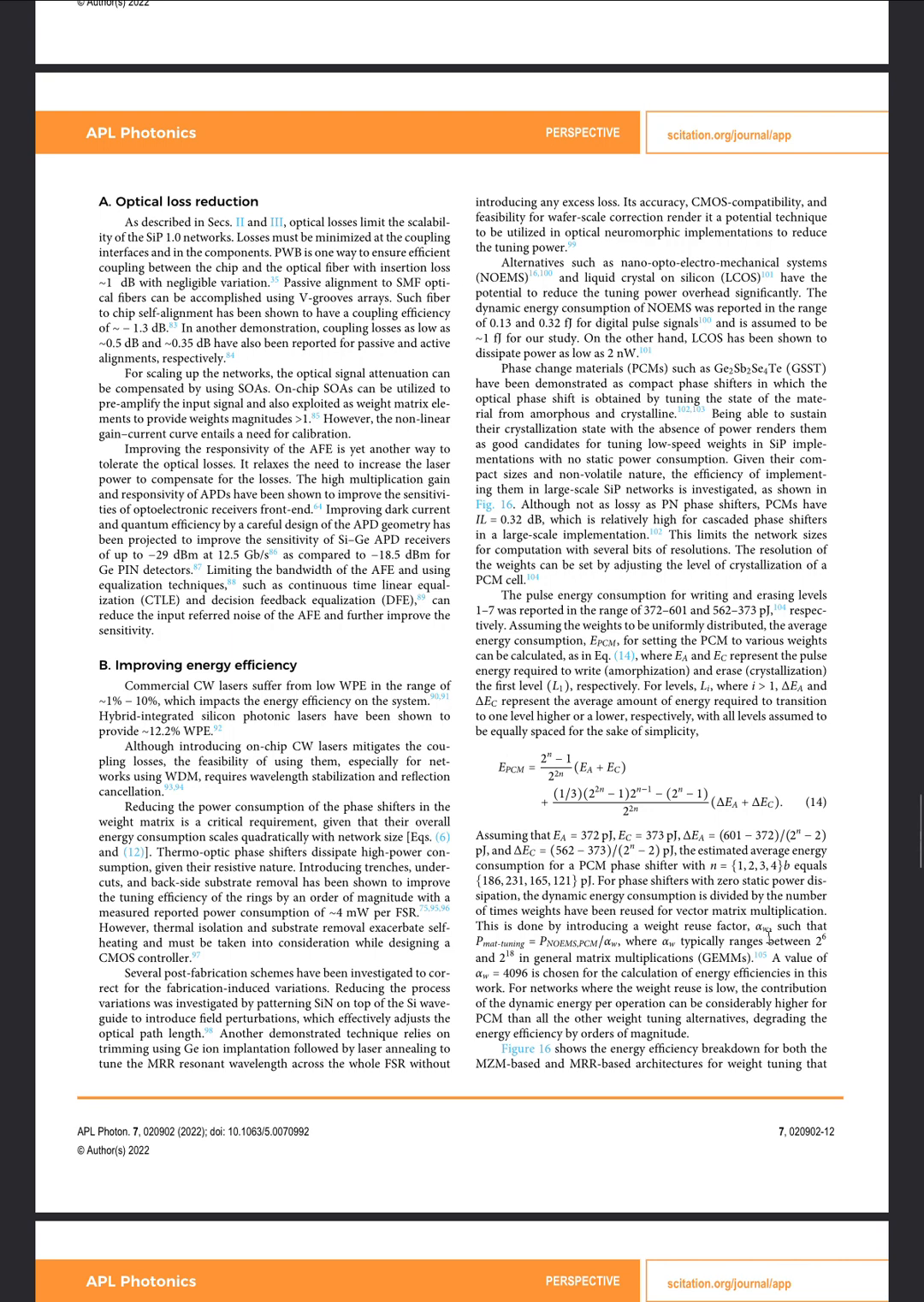Next is improving energy efficiency. Hybrid integration silicon photonic lasers can provide about 12.2% wall plug efficiency, while commercial continuous wave lasers suffer from low wall plug efficiency, around 1% to 10%. On-chip lasers can mitigate coupling losses, but these require wavelength stabilization and reflection cancellation. Thermo-optic phase shifters dissipate high power given their resistive nature, and techniques such as substrate removal and thermal isolation exacerbate self-heating.